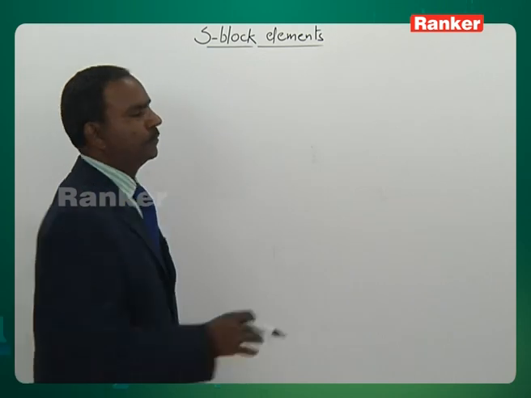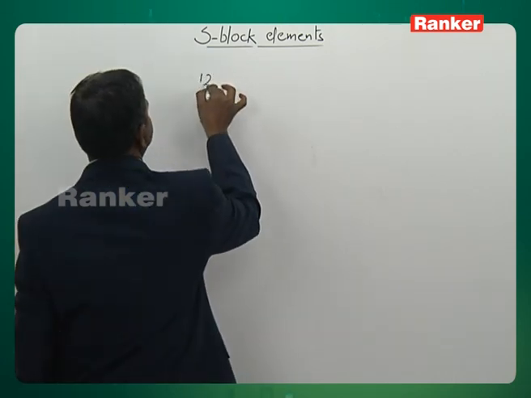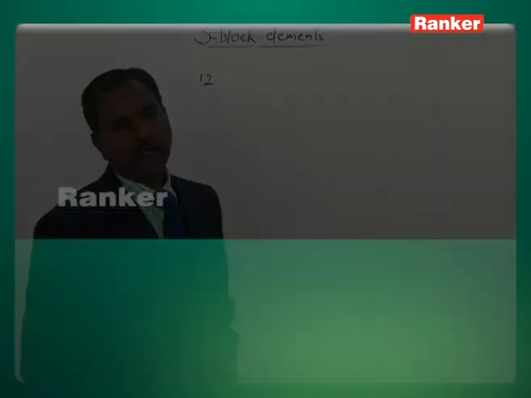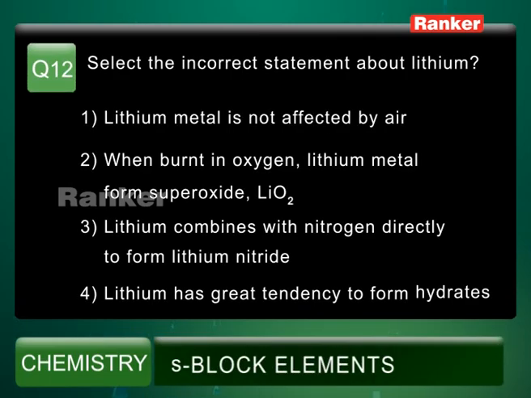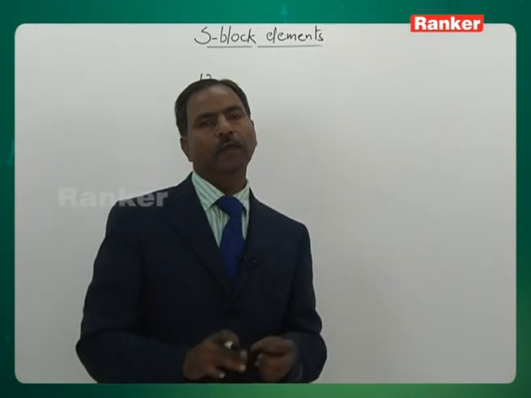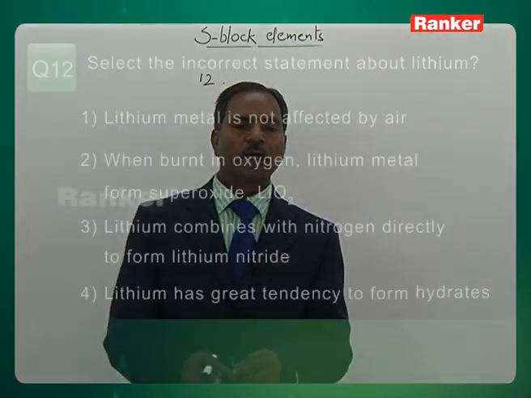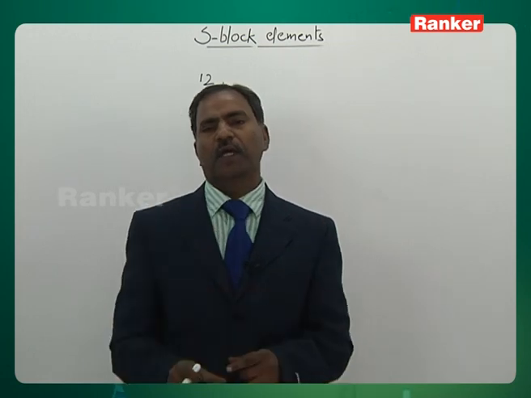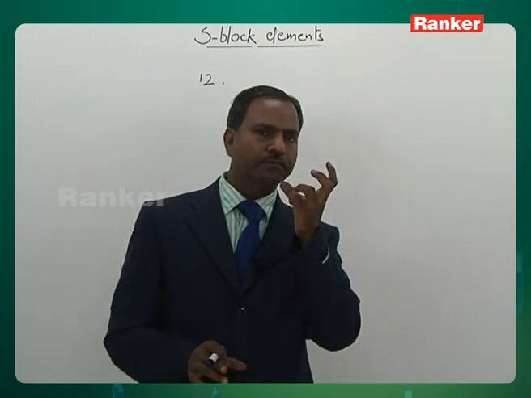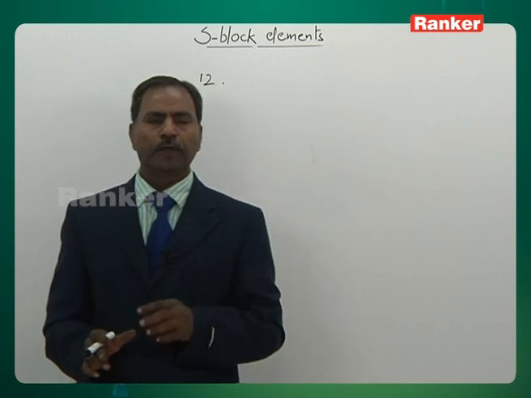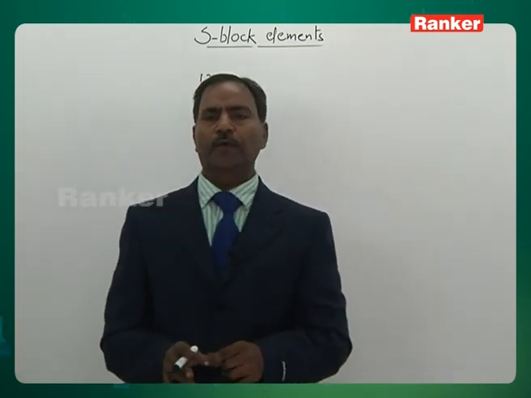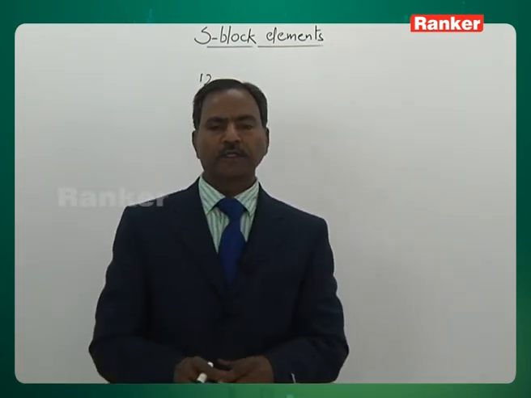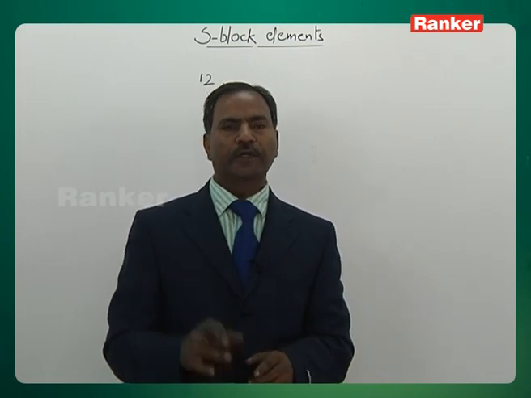Coming to question number 12. Select the incorrect statement about lithium. Let us see what is incorrect about lithium. First option, lithium metal is not affected by air. That's okay, it's not easily affected by air like other elements. Option 2, when burnt in oxygen, lithium metal forms superoxide. Look here, lithium is very small in size, with a smaller atomic size. It generally produces only monoxide, not any peroxide, not any superoxide.